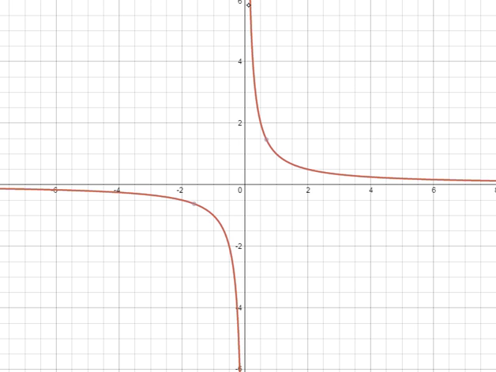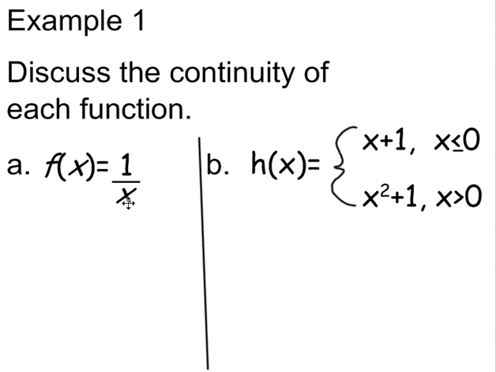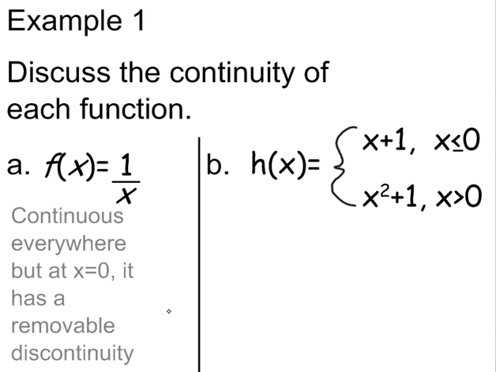You have an asymptote there. You have a gap, a jump, an interruption. The reason is that if you were to plug 0 in for x, the function is undefined at x equals 0. So that will definitely cause an interruption. Here's what we can say about the continuity of the function: it's continuous everywhere, but at x equals 0, it has a removable discontinuity.